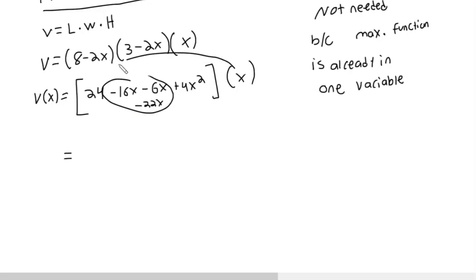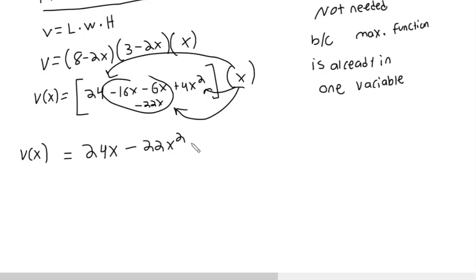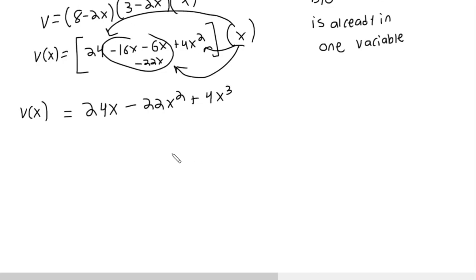So distributing this x now to all of these terms, I'm going to get v of x is equal to 24x minus 22x squared plus 4x cubed. Okay, so now I just take the derivative. So remember that was the next step. Once we set this up, we take the derivative. So v prime of x is equal to 24 minus 44x plus 12x squared.